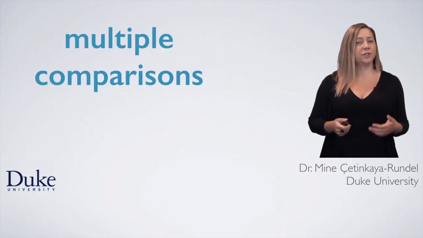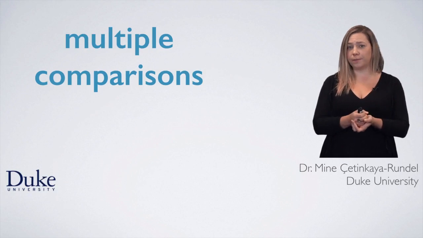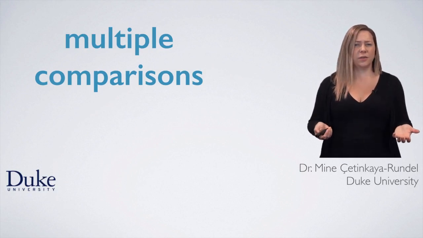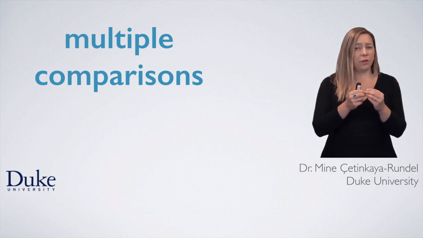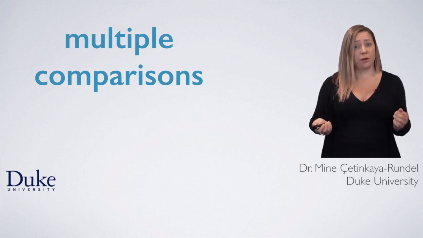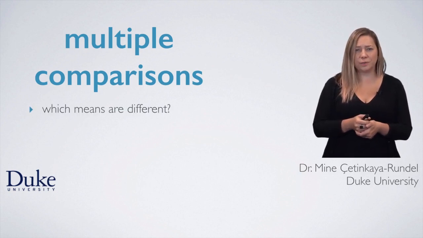So far, we've introduced ANOVA as a method for comparing many means to each other concurrently. Finding a statistically significant result at the end of an ANOVA, however, only tells us that at least one pair of means are different, but not which pair of means are different. In this video, we set out to answer this follow-up question.